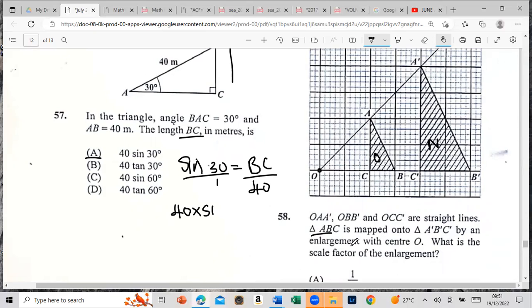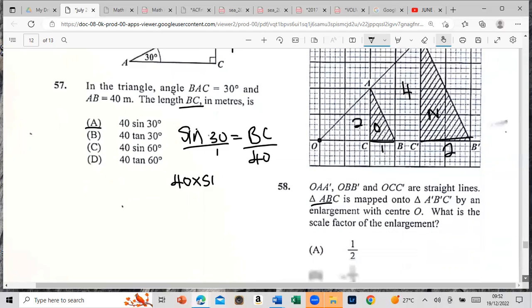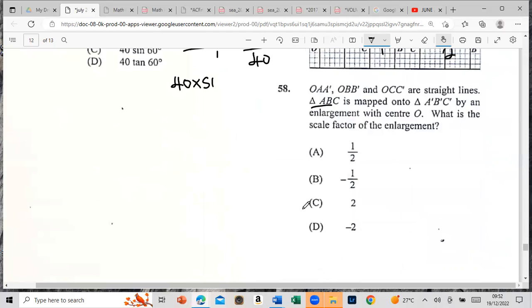What is the scale factor? Now, scale factor means by what number it increases. So this is 1, this is 2. So clearly we can see the scale factor. 1, 2. It should be 4. 1, 2. See? So the scale factor is 2. An enlargement of positive 2.